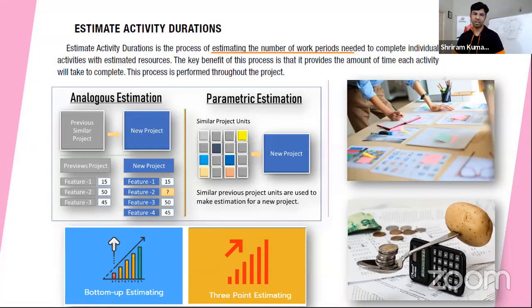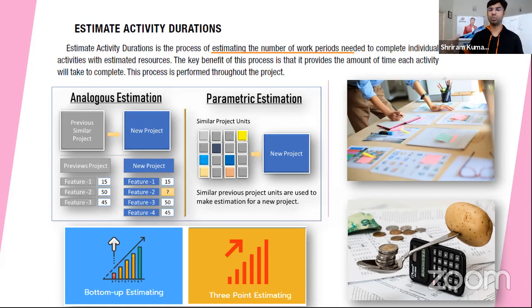Okay, let's talk a little bit about estimation. When you say estimation in PMI, the good thing is they use the same method again and again. If you go to cost management, same method; schedule, same method; resource, same method, almost. Now, out of that, we have 4 methods of estimation here: analogous, parametric, 3-point, and bottom up.